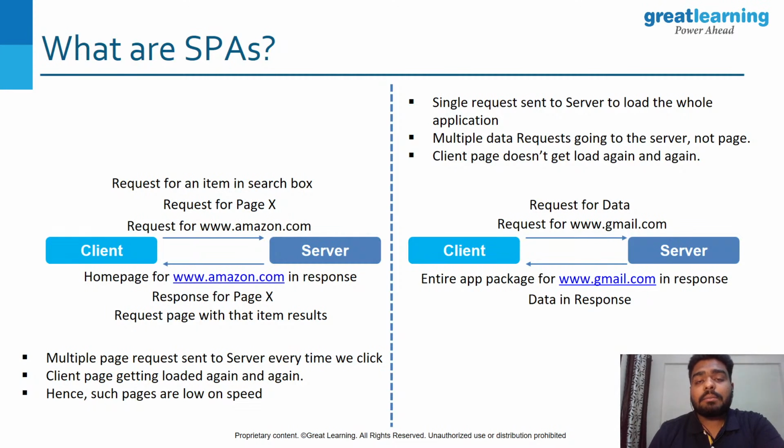That is what we call multiple page applications, because every time you are clicking, it is going to the server and coming back. Now read these points here. Multiple page requests are sent to the server every time we click. The client page is getting loaded again and again. Yes, that's what was happening when I was showing you that, right? Hence, such pages are low on speed. If you have opened several web pages, several websites, it will take time to load. This is all about multiple page applications.